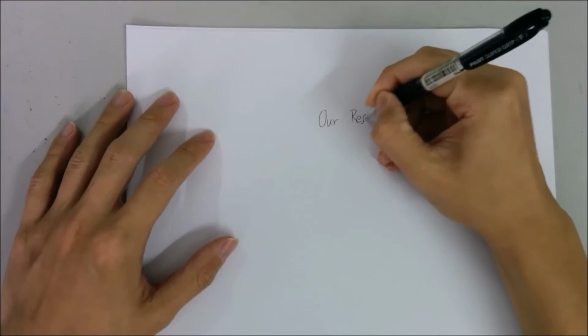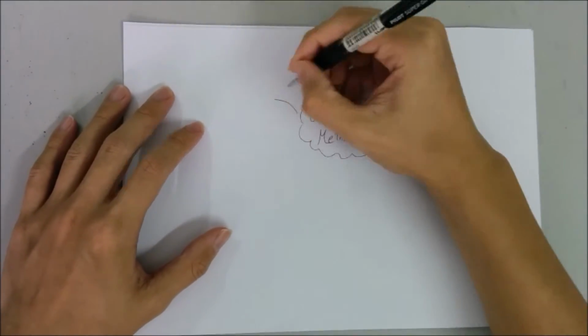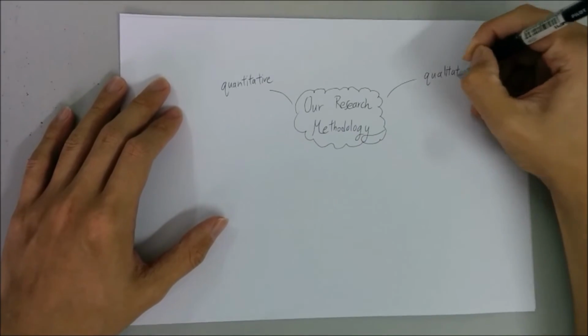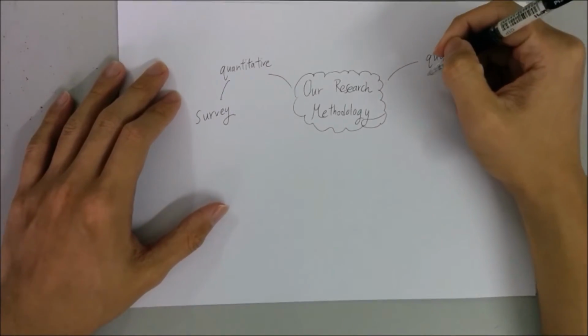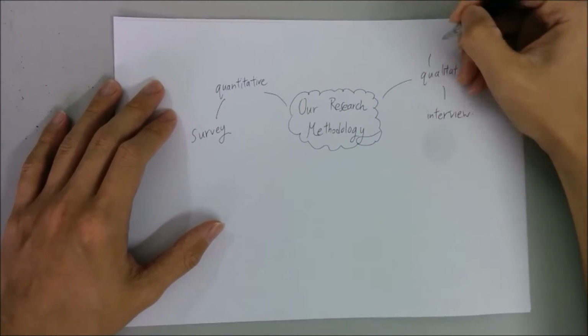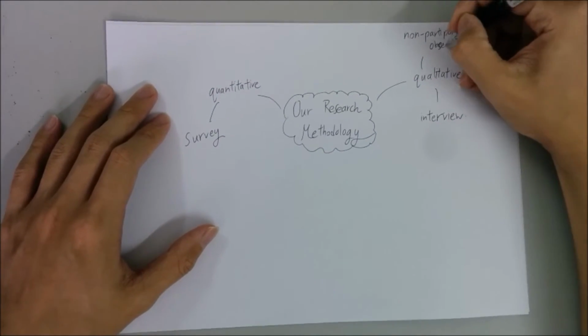Our research methodology is divided into two categories. The first one is the quantitative category, while the other is the qualitative category. Under the quantitative category, we have chosen survey as our research method, while under the qualitative category, we have decided to use interview and also non-participant observation method as our research methods.